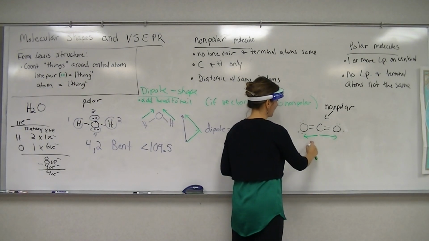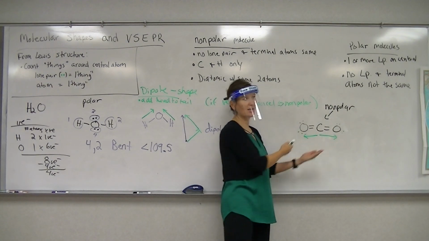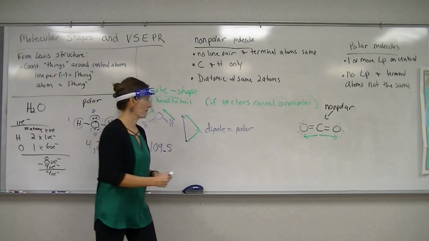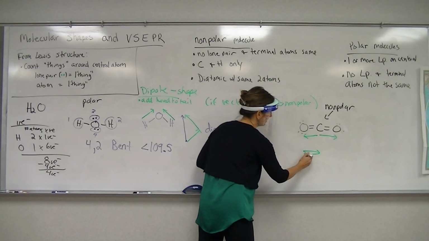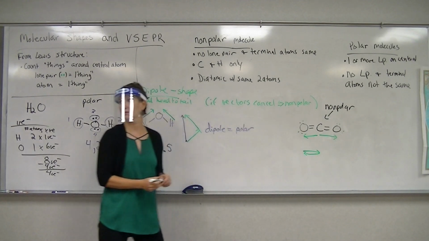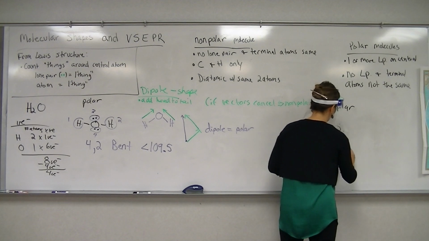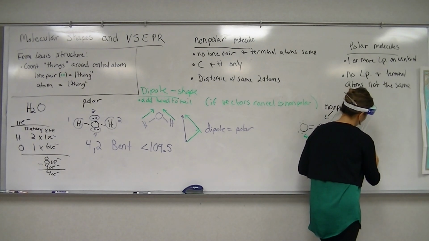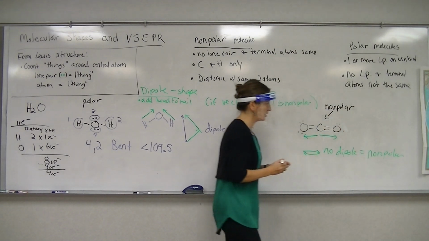So this arrow will cancel out this arrow, because if I try to draw them head to tail, they're going to be on top of each other, canceling each other out. So it would be almost impossible to draw them head to tail. It would look like this, and then they would cancel. Okay, so since they cancel each other out, there's no dipole, and it is still nonpolar, just like we said with these rules.